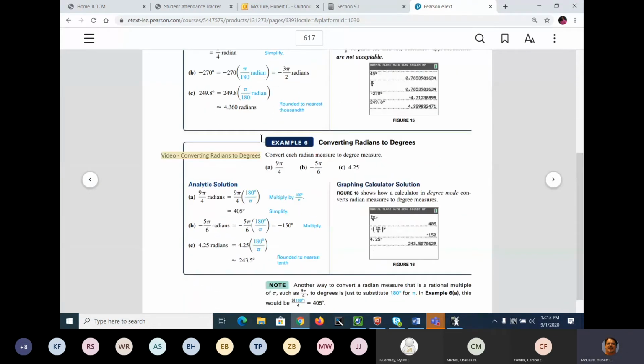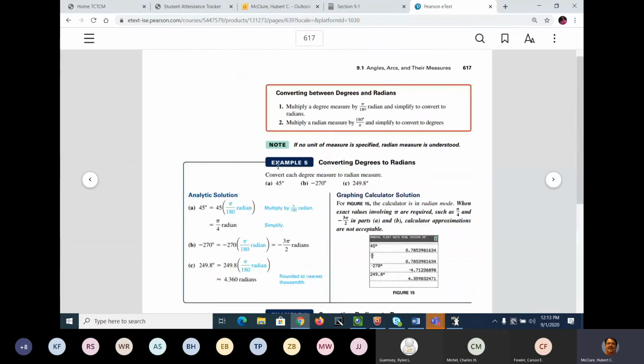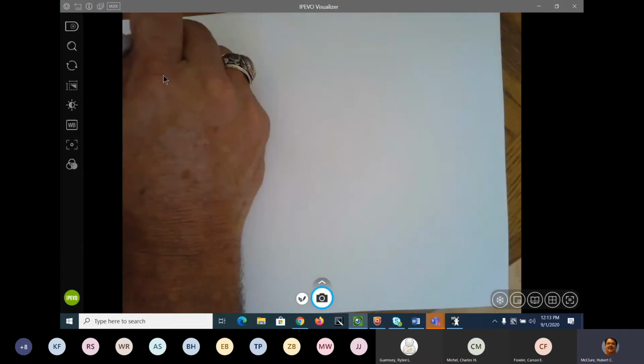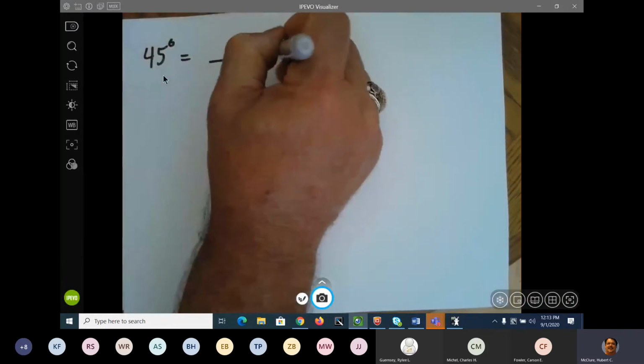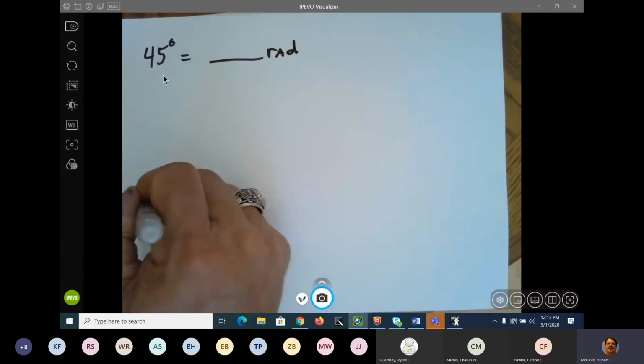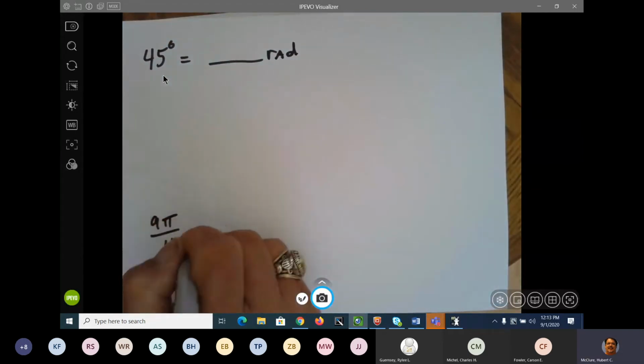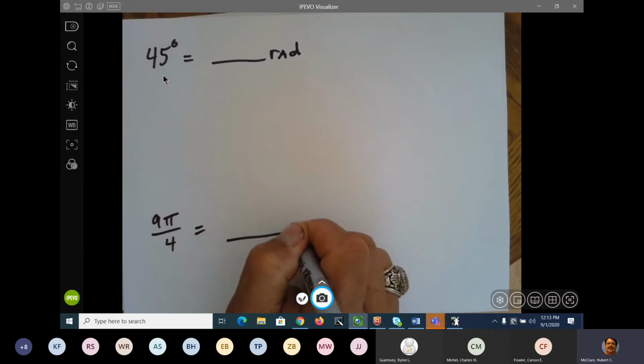Just like 9 pi over 4. I'm going to do 45 and 9 pi over 4. Not even going to look at it. 45 and 9 pi over 4. 45 degrees equals how many radians? And what I say, 9 pi over 4? 9 pi over 4 equals how many degrees?